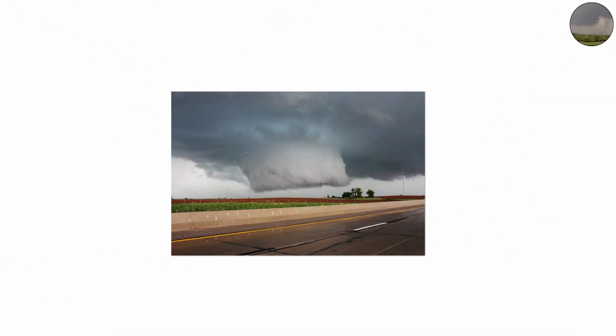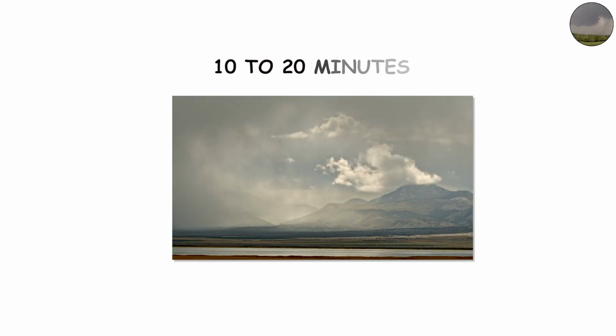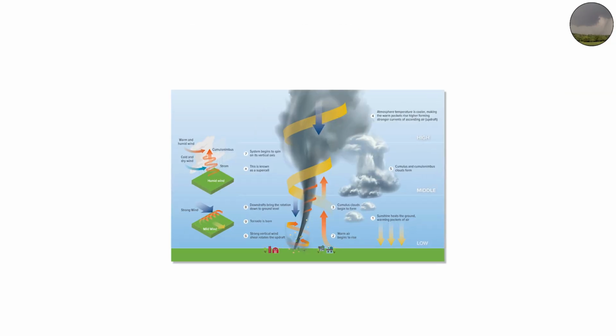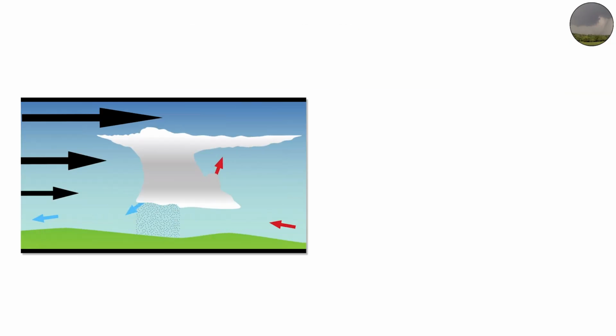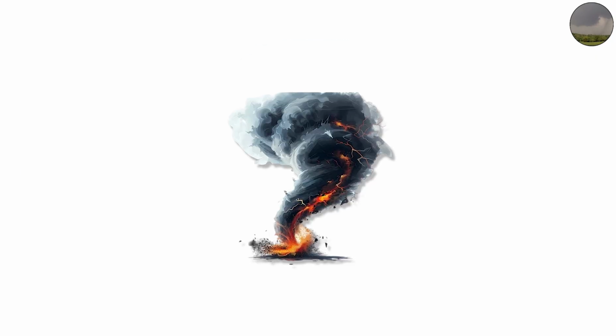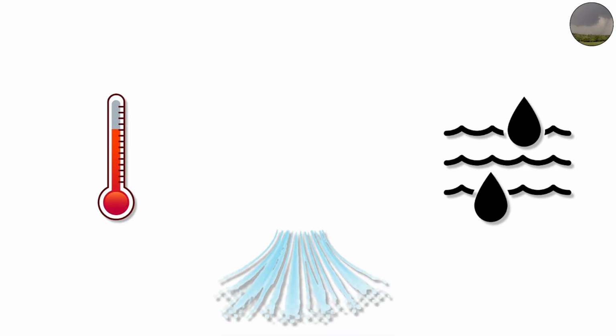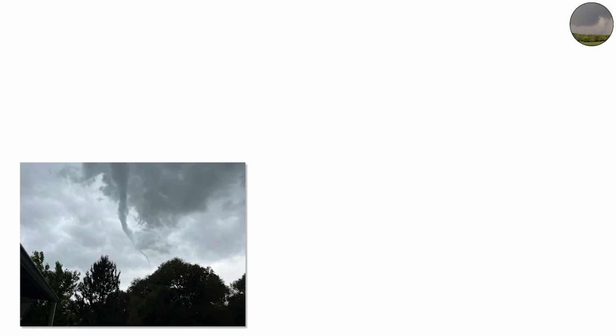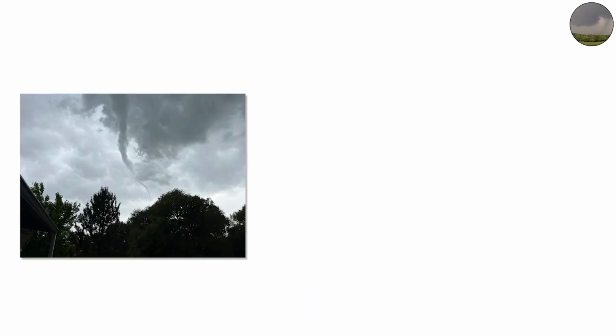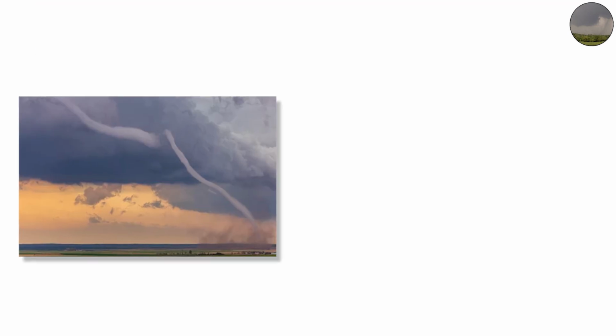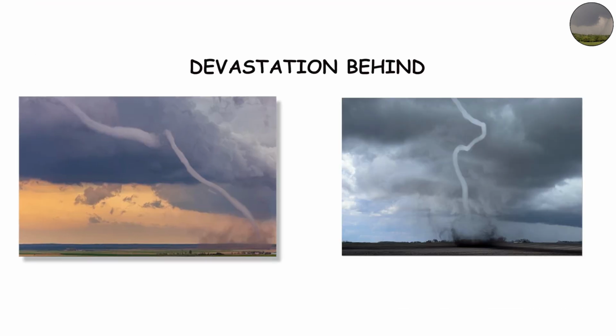Part 9. The life cycle of a tornado. Tornadoes don't last long. Most dissipate within 10 to 20 minutes. The life cycle goes through several stages: formation, maturity, and decay. During the mature stage, the tornado is at its most powerful, wide, stable, and extremely destructive. Eventually, the inflow of warm, moist air weakens and cooler air wraps around the circulation. The funnel begins to thin and stretch, becoming what's called a rope tornado. Soon after, it breaks apart and disappears, leaving a path of devastation behind.